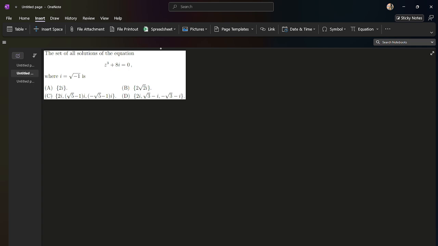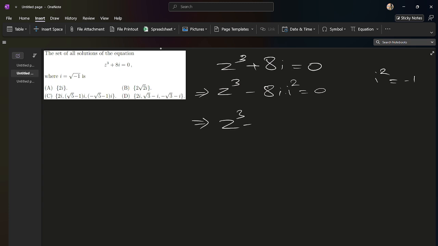So we can rewrite the equation as z cube plus 8i equals 0. We know that i square is equal to -1. So our z cube plus 8i, we can write minus here and multiply by i square here. Then what we will get? Then the equation is z cube minus 8i cube. That can also be written as z cube minus 2i whole cube.